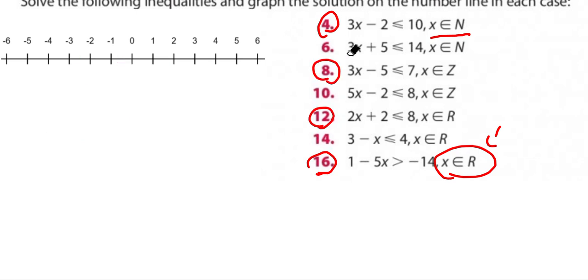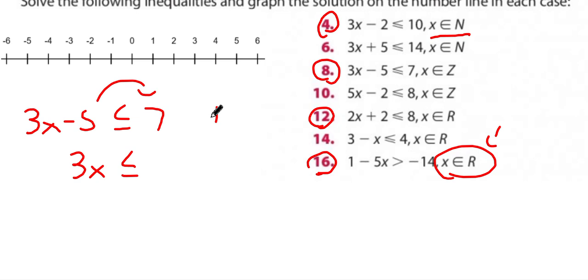Okay. Question A. You do 3x minus 5 less than or equal to 7. Bring the 5 over the other side. 7 plus 5, which is 12. Divide by 3. 4. It's a Z question. So you go 4, 3, 2, 1, 0, minus 1, minus 2. I'm not going forever, so just draw a line. Arrow. Is that alright for question A? Okay. Yeah.